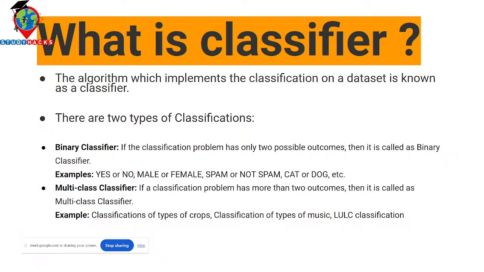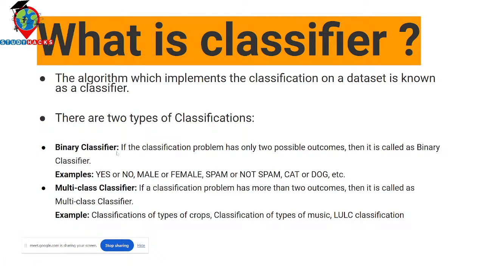And for a multi-class classifier, we get more than two outcomes. If we get more than two outcomes, it is called a multi-class classifier. Suppose land use land cover classification, or crop types classification, or classification of types of music. A lot of examples are available for the multi-class classifier. Some algorithms work very well for binary, and some algorithms work well for multi-class classification. So it is different.